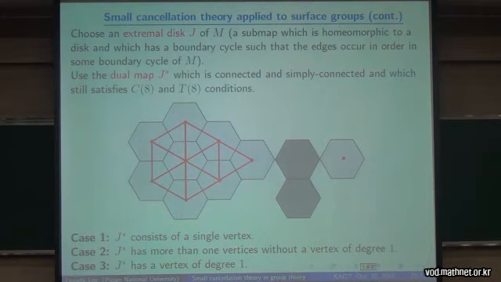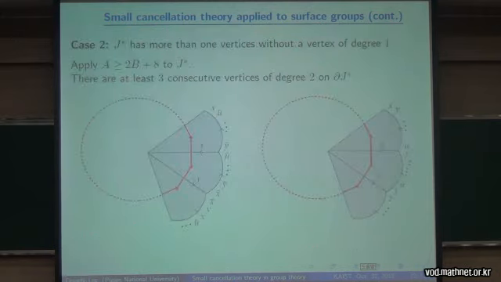And case 2, well, here J star has more than one vertex without a vertex of degree 1. While this red part is a part of J star, then to this J star we may apply this inequality, because as I said, J star is connected and simply connected and it satisfies C8 and T8 conditions. So we may apply this inequality to this J star.